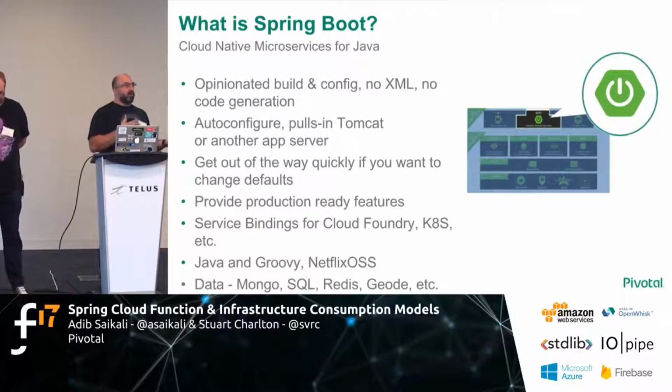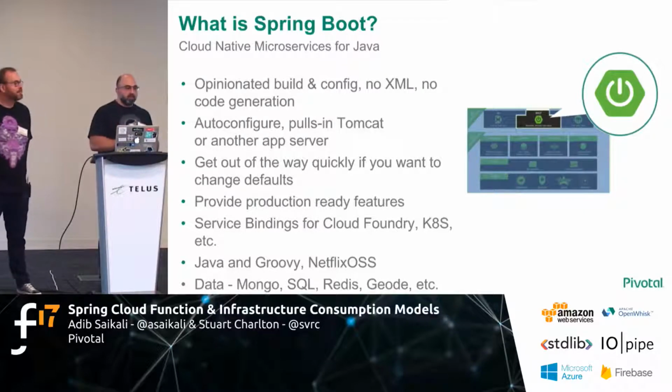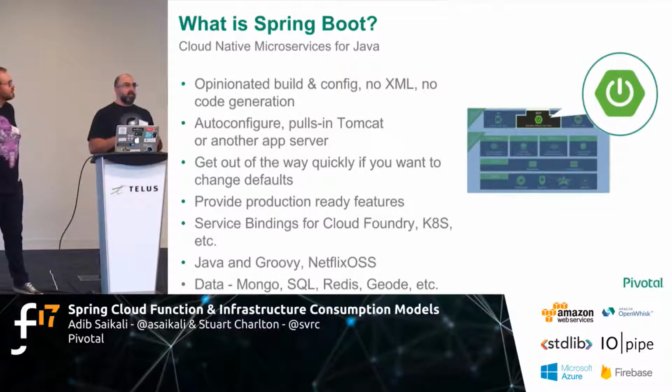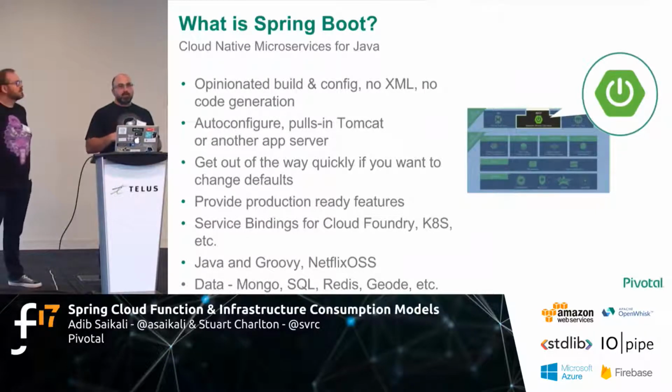So a little bit of background. There's a project called Spring Boot, which is all about cloud native microservices for Java. It's very opinionated. There's no XML. I'm going to do a bunch of live coding in a few minutes and build up a Spring Boot app. Then we're going to turn it into a function. Then we'll turn that into a function that responds to HTTP. Then we'll turn it into a function that responds to messaging via Rabbit. So we'll do a bunch of stuff with it.